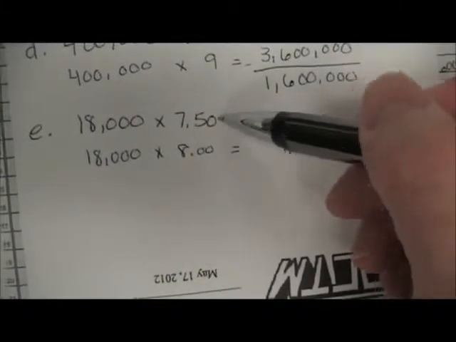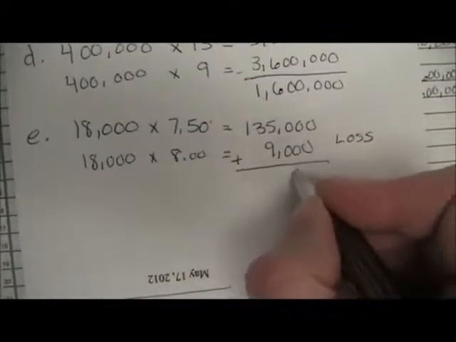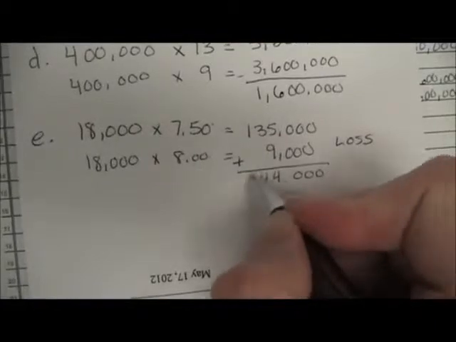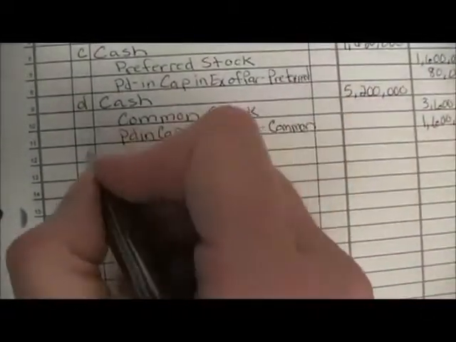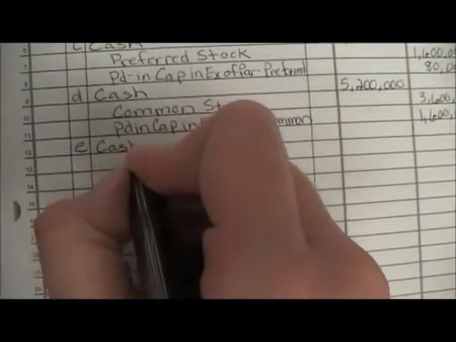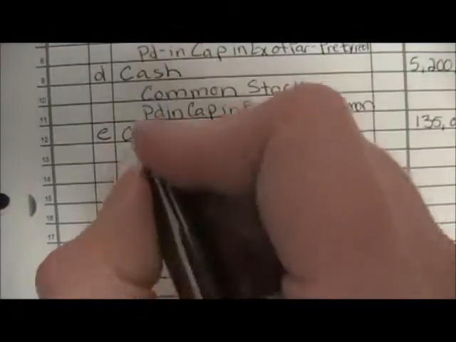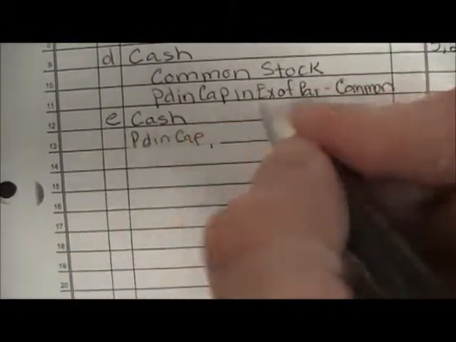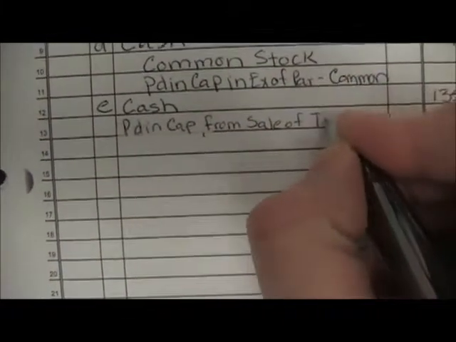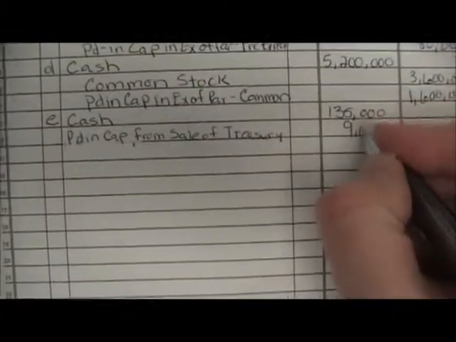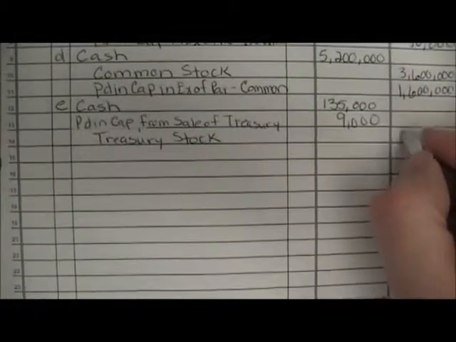Now, since we sold it for less than we purchased it for, we have a loss on our hands. So since we have a loss, we're going to add these two numbers together, and we get $144,000. Again, using all three of these numbers in our transaction. Letter E, we received cash of $135,000. We are going to debit paid in capital from sale of treasury stock, the $9,000, and then we are going to credit treasury stock for the total, which was $144,000.